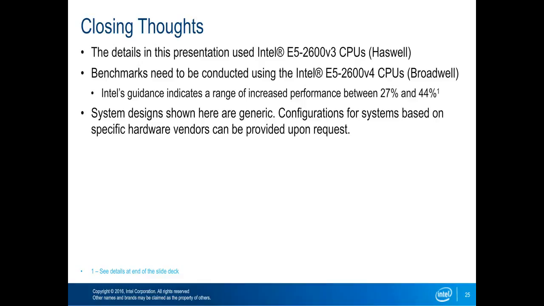So rather than provide detailed estimates, I can just tell you that what Intel has published is that they see a performance increase between 27 and 44%. But of course, that's in general. We would have to redo these benchmarks for the specific QIAGEN workflows to actually see this.